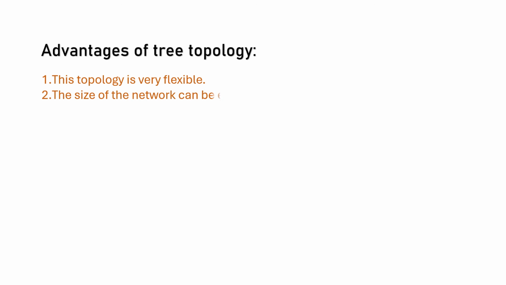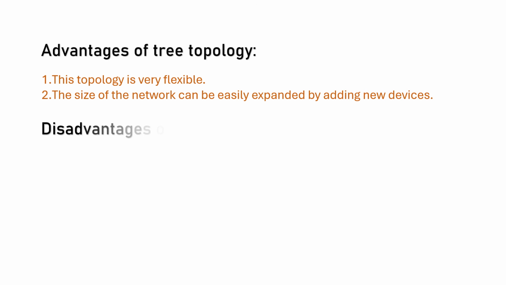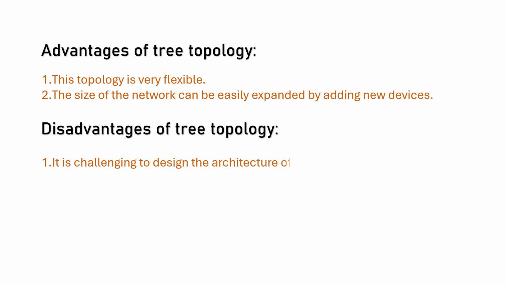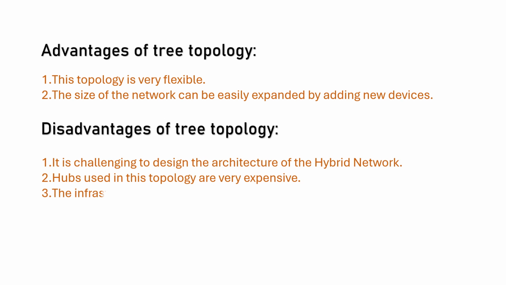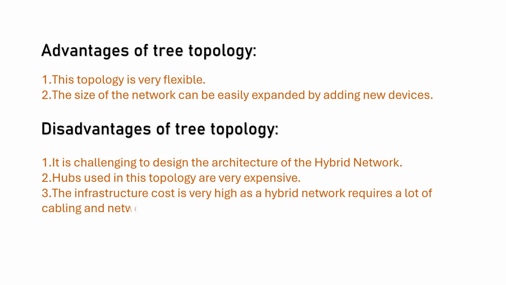Advantages of hybrid topology are: first, this topology is very flexible. Second, the size of the network can be easily expanded by adding new devices. And the disadvantages are: first, it is challenging to design the architecture of the hybrid network. Second, hubs used in this topology are very expensive. Third, the infrastructure cost is very high as a hybrid network requires a lot of cabling and network devices.